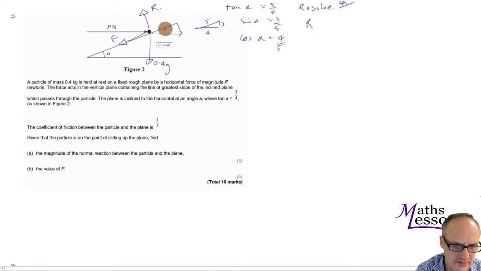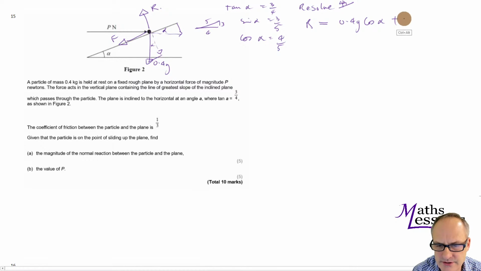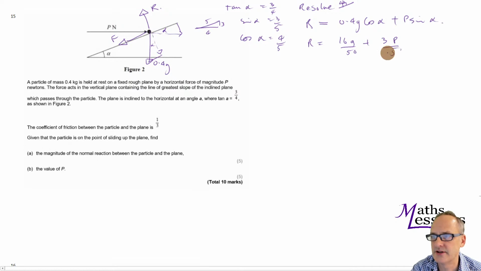Okay. So if that's alpha, this is P. If we continue P through here, then that's going to be P sine alpha. And we've also got a bit of mg acting perpendicular to the plane. So that's alpha, so it's going to be mg cos alpha. So R will equal 0.4g cos alpha plus P sine alpha. And what we have here is we can write that R is equal to 16g over 50 plus 3P over 5 once we work that all out.